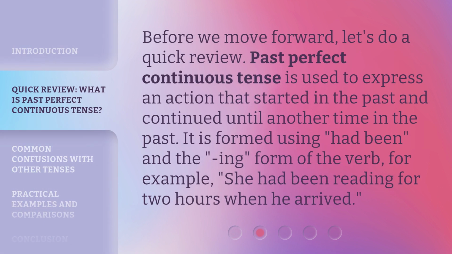Before we move forward, let's do a quick review. Past perfect continuous tense is used to express an action that started in the past and continued until another time in the past. It is formed using had been and the ing form of the verb. For example, she had been reading for 2 hours when he arrived.